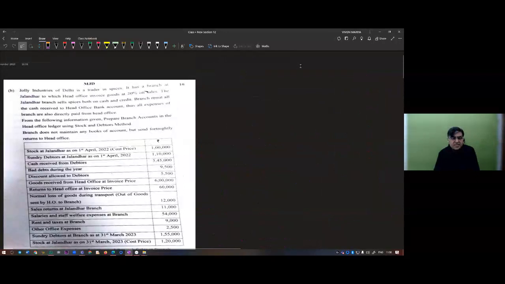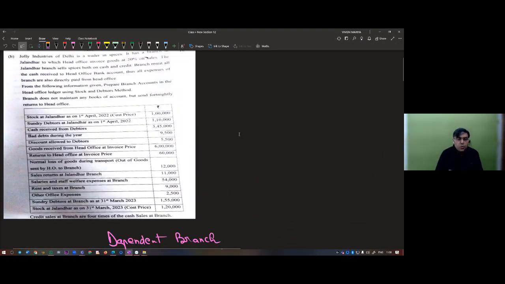Now, guys, the answer is ready. There is just one doubt left. 1 lakh becomes 1,25,000. 120 becomes 150. Debtors 155. Expenses are okay. Returns are okay. Normal loss out of goods sent by head office to branch, transport, returns received from head office, discount, bad debts.